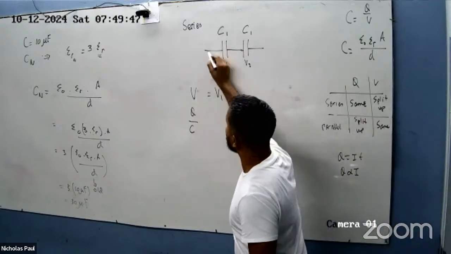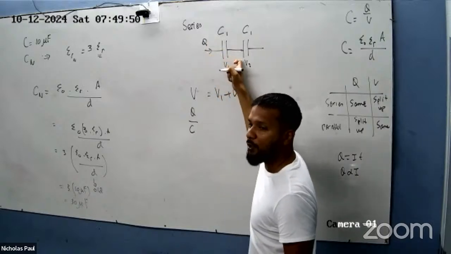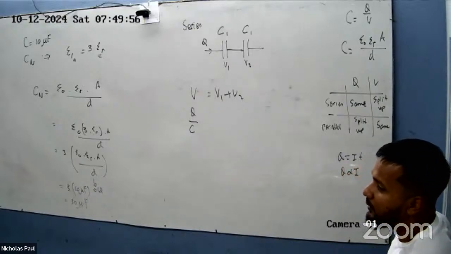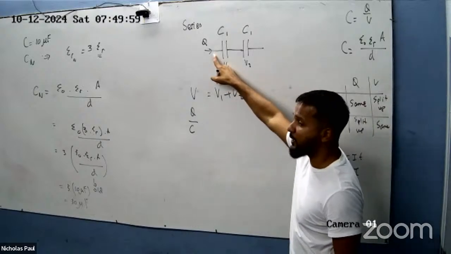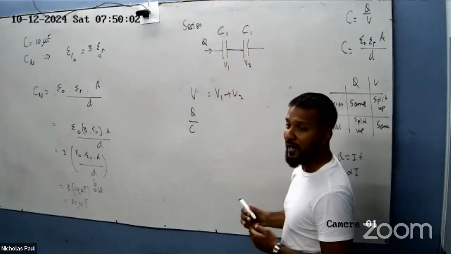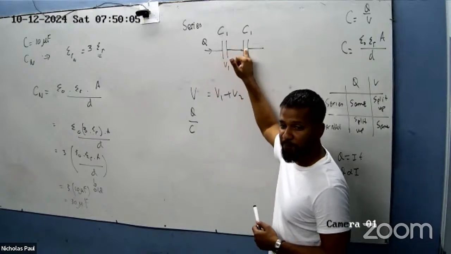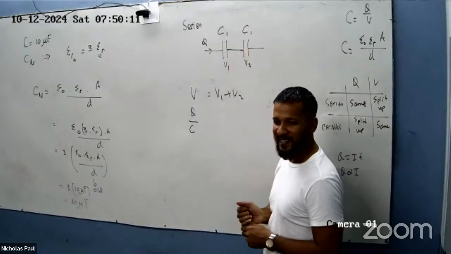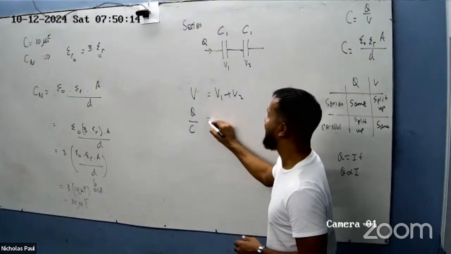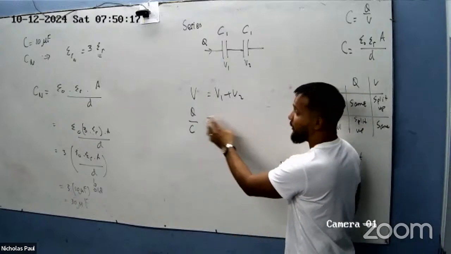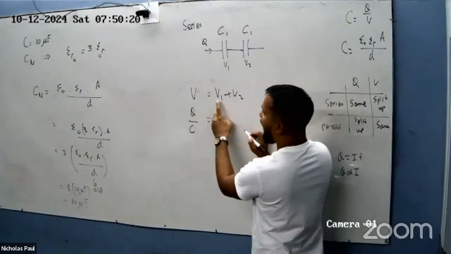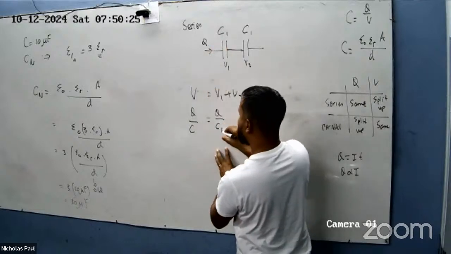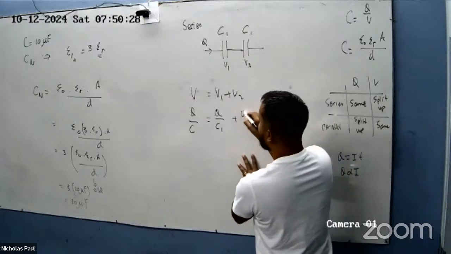What do we know about charge in series? It's the same. So the same charge here, same charge here. In series, both capacitors have the same charge, so they have the same Q value here, here, and here. How do I find V1 then? V1 is Q, because it's the same value, over C1. How do I find V2? Q over C2.